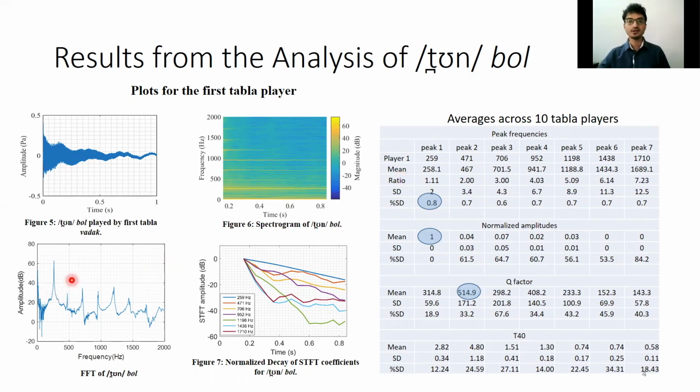Mean of T40 shows that the second partial takes relatively longer time to decay. This trend is reflected in the decay curve of the first tabla player, the orange curve. Two important observations. First, Q factor and T40 values are mutually dependent.